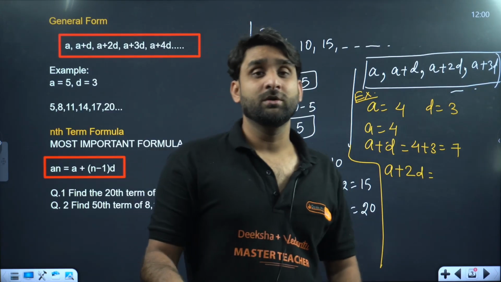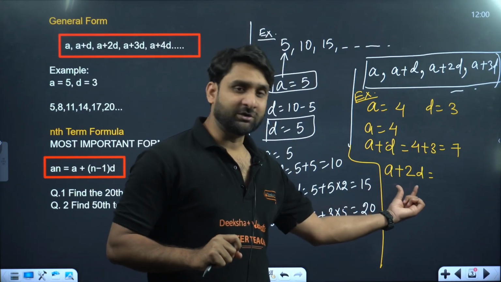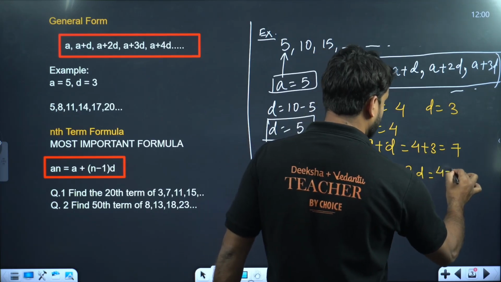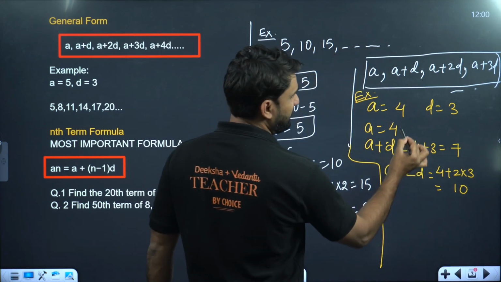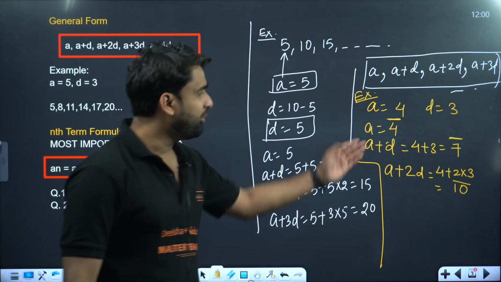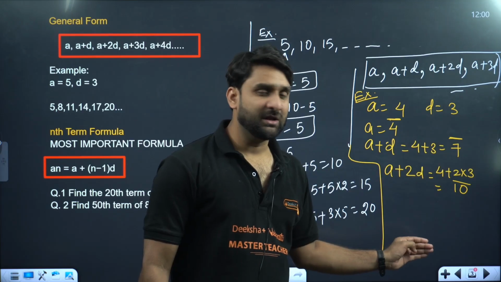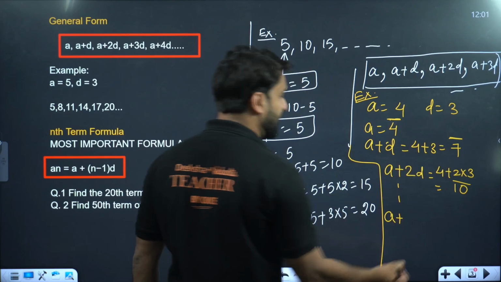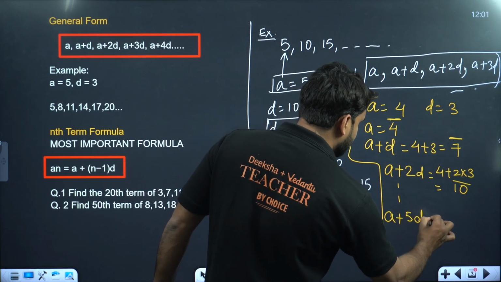According to the position of the term, we always take one less D. If you are finding the third term, the formula will be A plus 2D. So what will be the result? A plus 2D, 4 plus 2 into 3, this is 10. You can see the terms are in this format: 4, 7, 10, and the common difference is perfectly 3. The difference between 4 and 7 is 3, and between 7 and 10 is also 3. Similarly, if I ask you, what will be the sixth term of this AP? Come on. The formula will be A plus 5D.